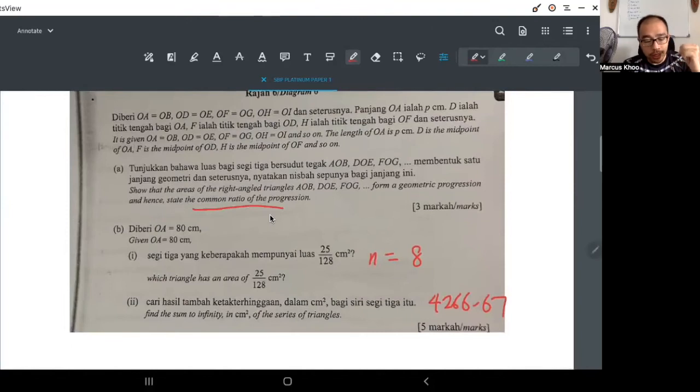If it is a geometric progression, the common ratio is the same. So that's what we want to write in the sentence. Since the common ratio is the same, therefore the areas of the right-angled triangles AOB, DOE, FOG form a geometric progression. Remember, guys, for show questions, you need to write something, not just calculate and expect the examiner to understand what you're writing. No, write the sentence. And for the sentence, just copy back this whole thing, really. No problem. But you need to show it.